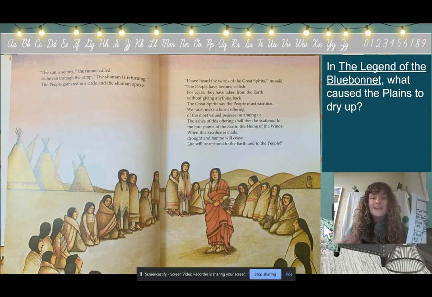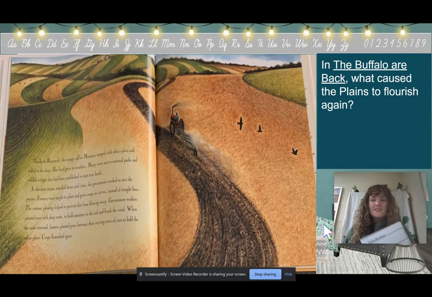For point 2, we're going to talk about what caused the plains to be good again. What caused the plains to be fertile again? Let's look at the buffalo are back. Thanks to Roosevelt, the orange calf in Montana romped with other calves and rolled in the dust. Her herd grew in numbers. Many were sent to national parks and wildlife refuges that had been established to start new herds.